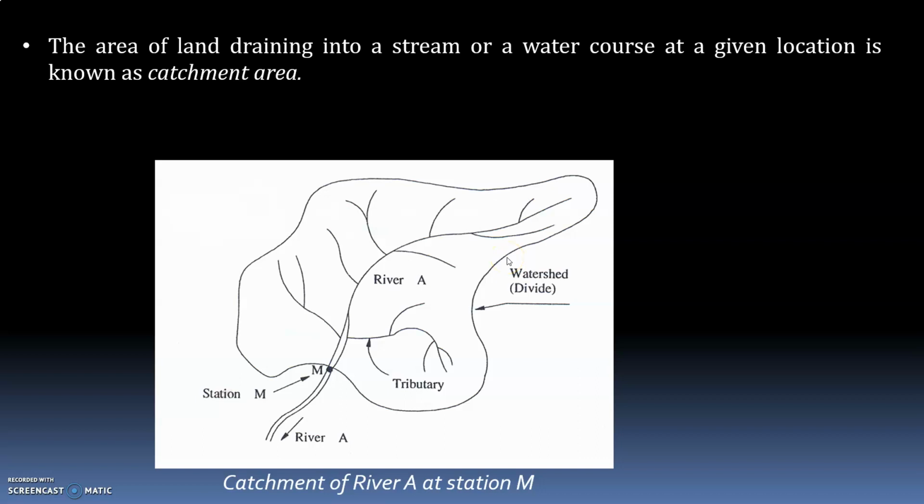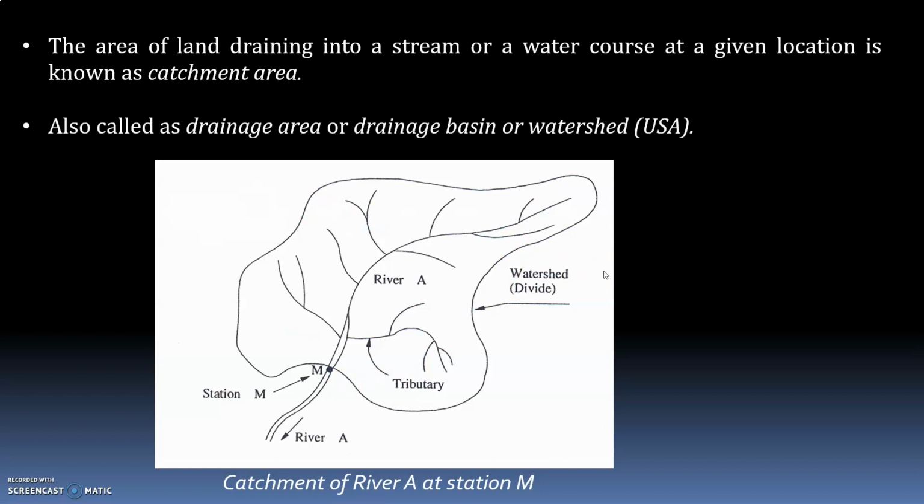The area of land draining into a stream or a water course at a given location is known as the catchment area. It is also called the drainage area, drainage basin or watershed. All are the same: drainage area, drainage basin, watershed, catchment area, everything is the same. It is nothing but the area of land draining into a stream or a water course at a given location.